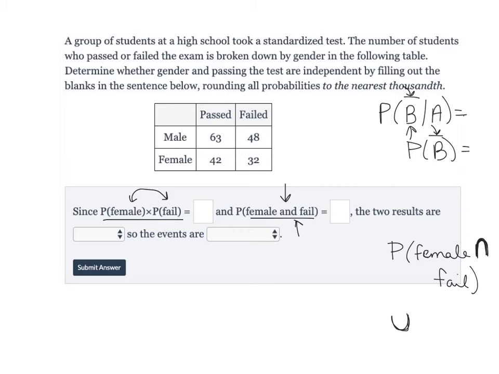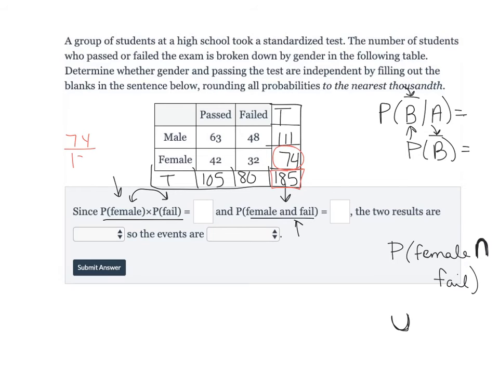So we'll start on this question. Probability of female times probability of fail. So first off, the female probability, and I'm going to fill out my table first. Okay, so now that I have my table filled out, the probability of female is 74 out of 185. The probability that someone fails is 80 out of 185. And if I typed in these two together, that would come out to 0.173.